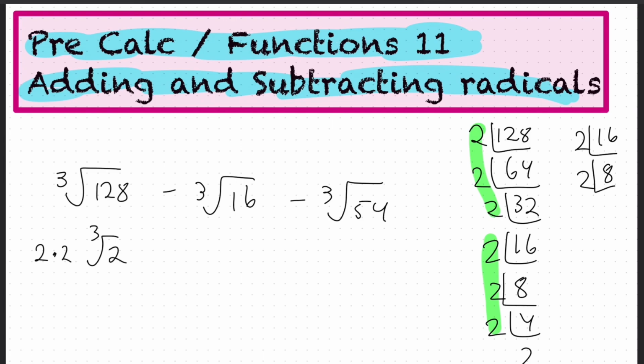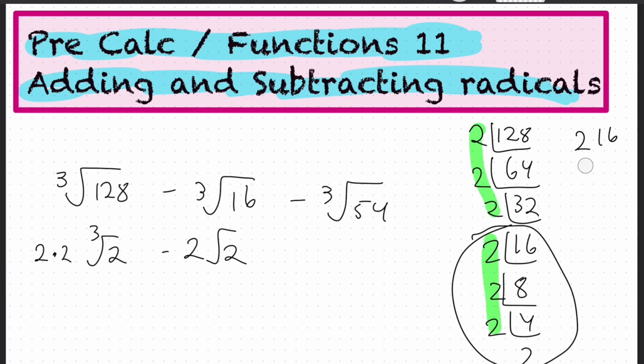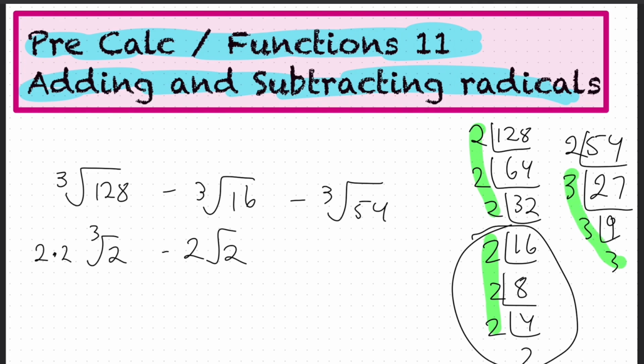And then for 16, 16 is basically just this part. So that would be, there's one group of 2 there. So one of the 2's can come to the outside. And then for 54, you would go 54 divided by 2, 27, divide out 3. And we can form one group of 3 with the 3's. So we'll have minus 3 third root of 2. And then we just simplify.